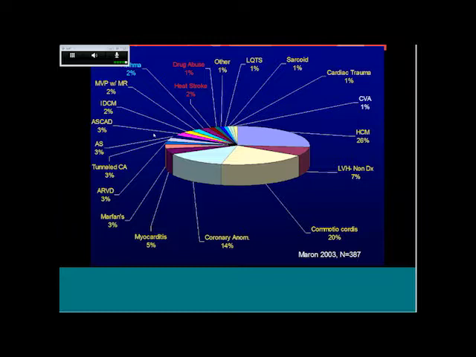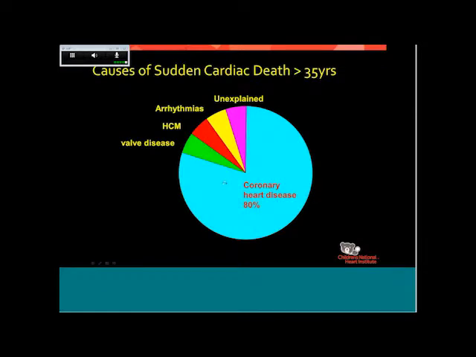Here's a nice pie chart of the causes of sudden death in young individuals, and you can see a broad range of things, but the biggest parts of that pie include hypertrophic cardiomyopathy, commotio cordis, which is getting hit in the chest, and coronary anomalies.